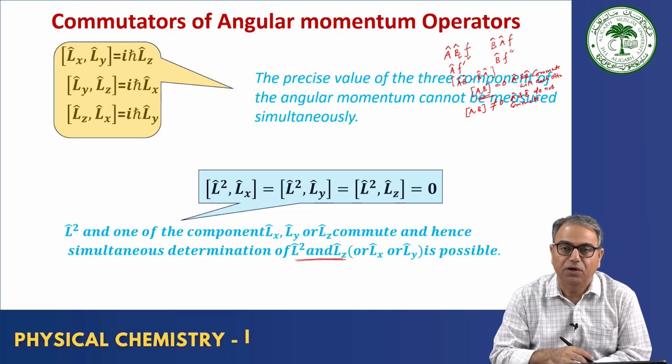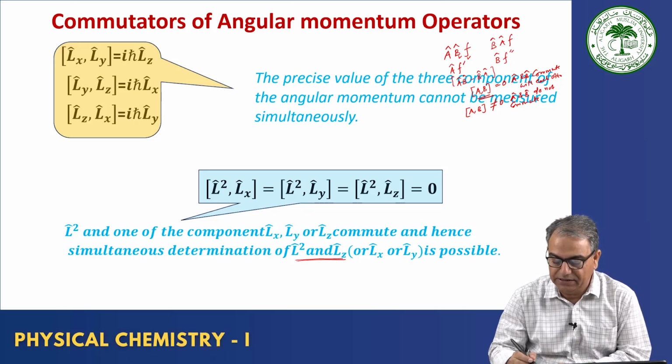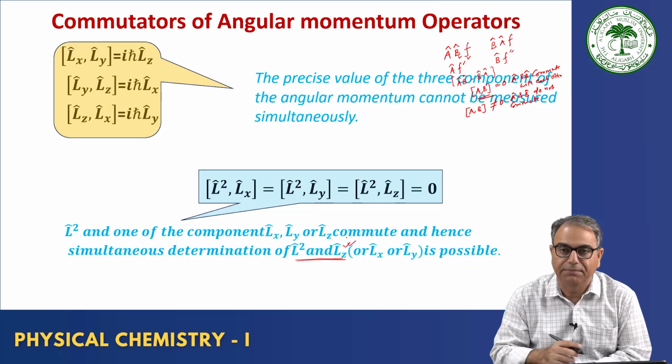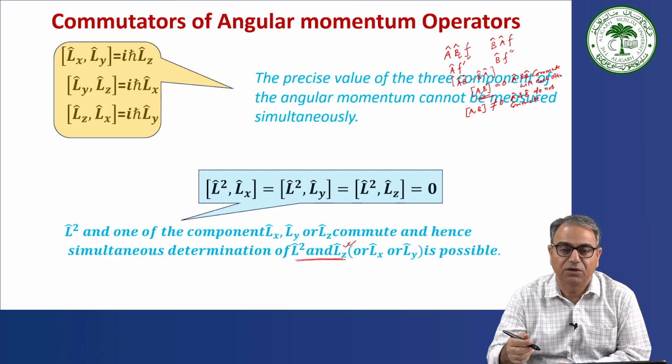L square Lx is also possible, L square Ly is also possible, but normally we take Lz as the main component, and this we talked about. If you operate Lz on the phi eigenfunctions, as you have seen in the previous module, what you get is m h cross times the phi wave functions.